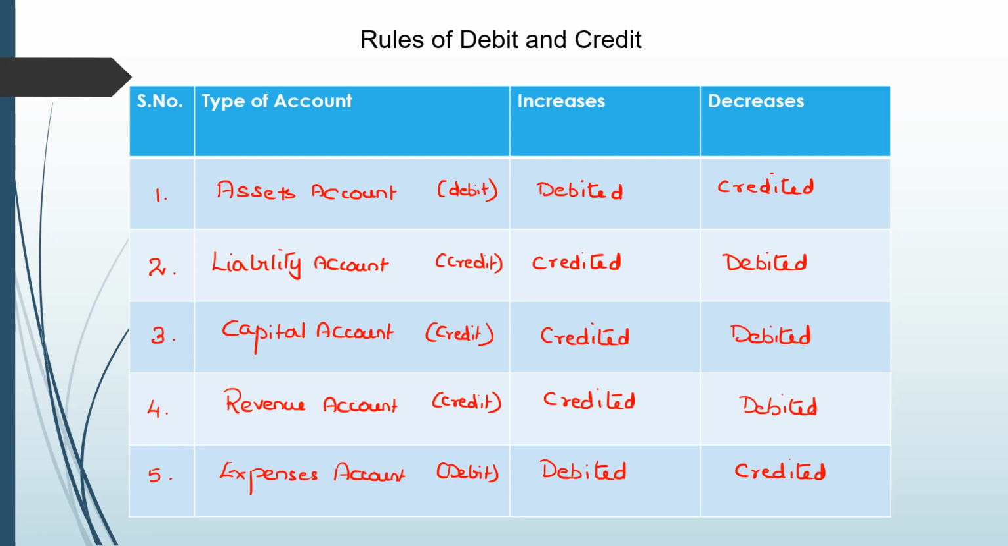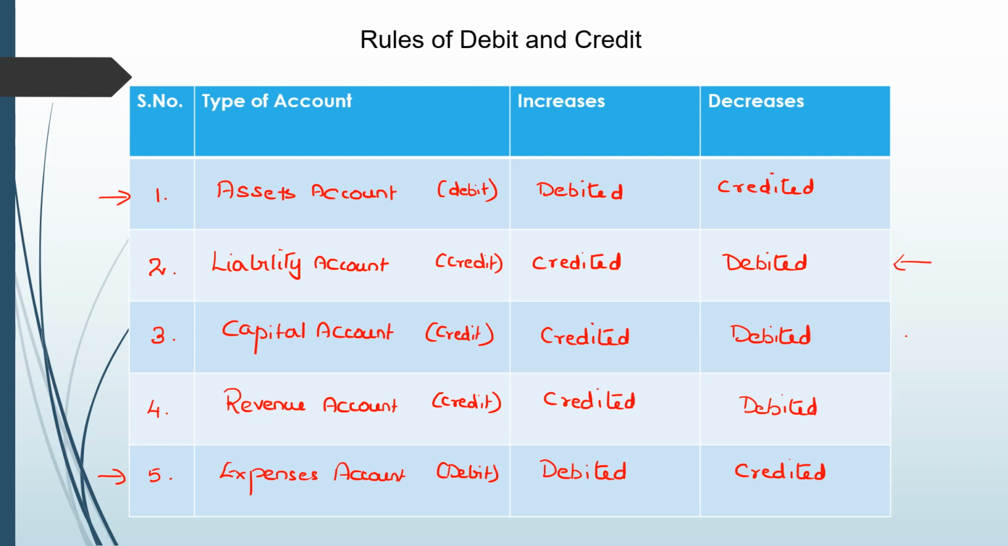If you notice, the assets and the expenses have debit balances, and therefore when there is an increase in asset or increase in expense, or expense is incurred, the accounts are going to be debited. And when there is a decrease, the opposite has to be done. The debit has to be reduced, so it is credited.